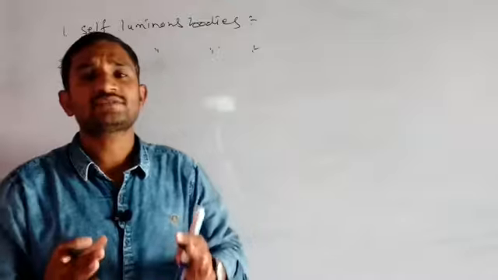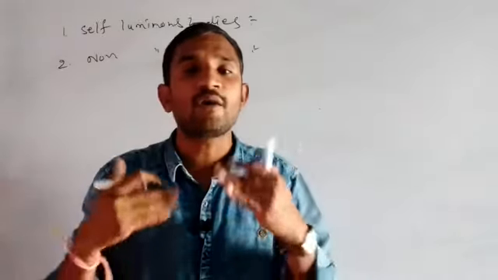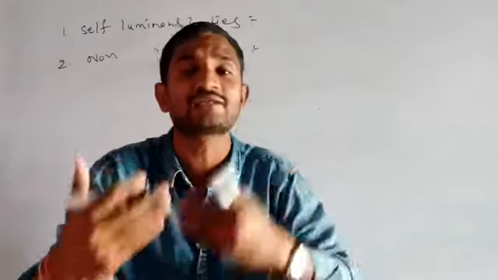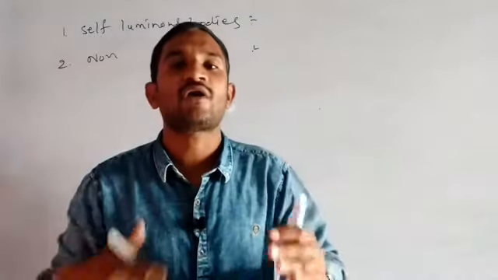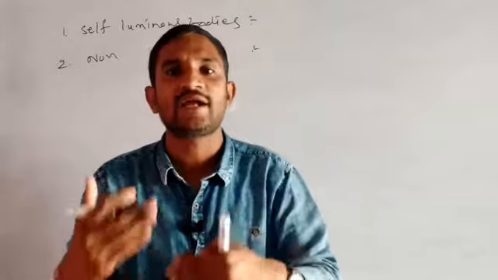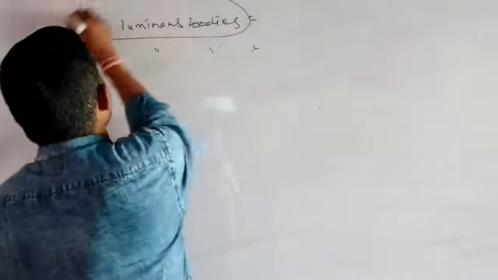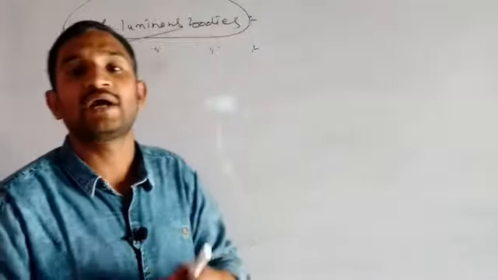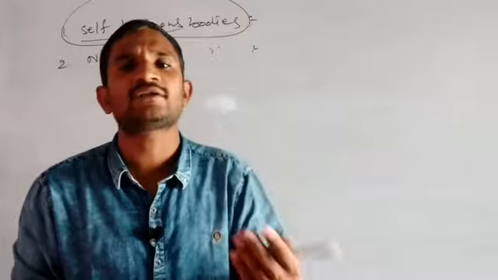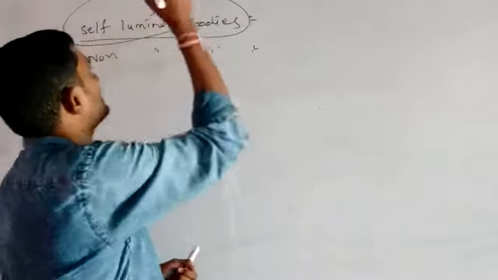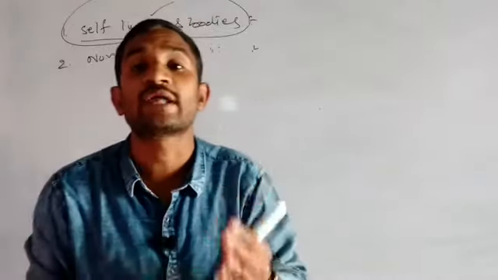Okay, what are self-luminous bodies? The objects which can release light by themselves only. They will not depend on others. The objects which are releasing light energy by themselves, not depending on any other object, we have to consider as self-luminous bodies.